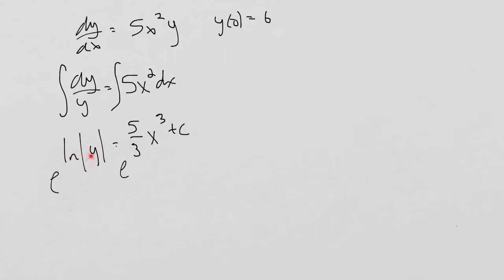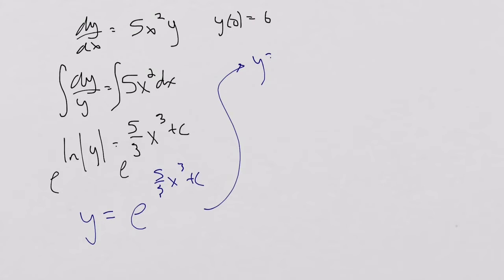The e to the cancels with the ln, and just gives me y equals e to the 5 over 3 x cubed plus c. Now, I'm going to use some exponent rules here and rewrite this as y equals e to the 5 over 3 x cubed times e to the c. The reason why I'm going to do this is because it's going to help me with this stuff right here.